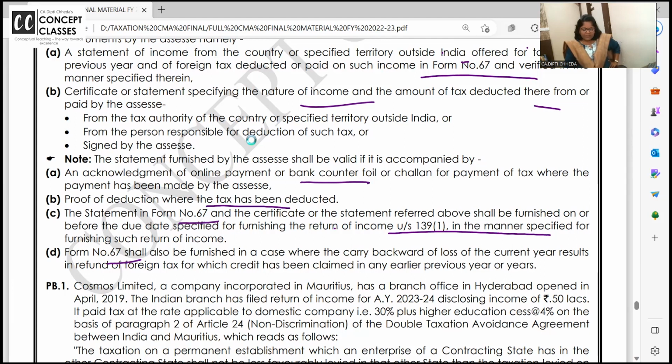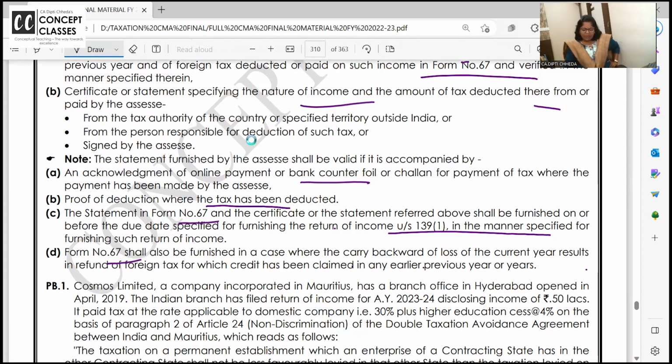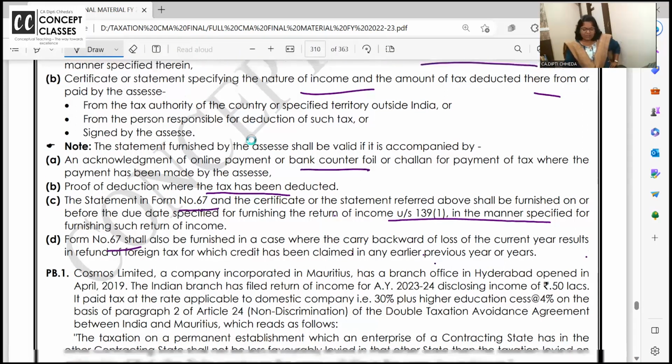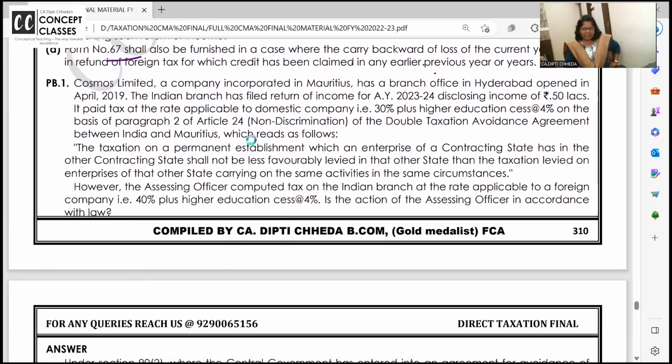हो जाएगा. Form 67 shall also be furnished in case where carry backward of the loss of the current year's result in refund of the foreign tax for which credit has been claimed in any earlier years. ठीक है, set of carry forward सबके लिए आपको foreign tax credit लगेगा. Problem number 3 onwards I started. 1 and 2 you have to read at home. They are very nice question.